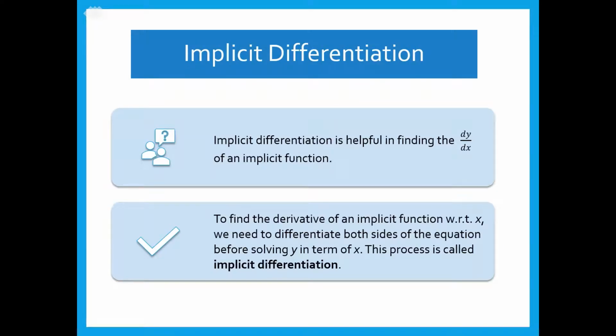To determine dy over dx of the implicit function, you need to differentiate both sides of the equation with respect to x before solving y in terms of x. This process is called implicit differentiation.